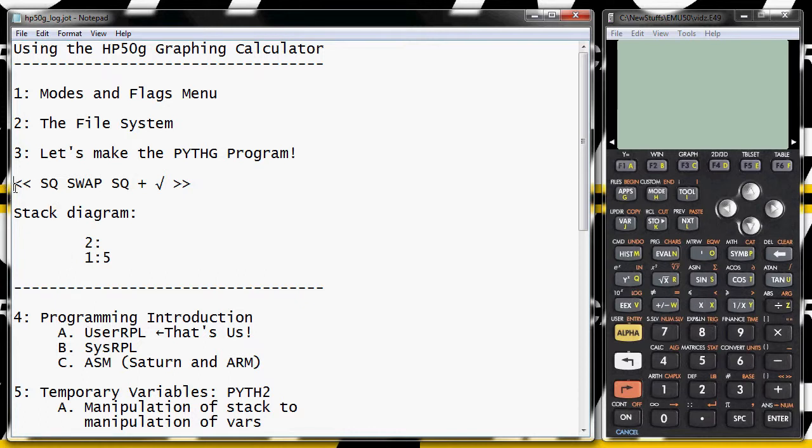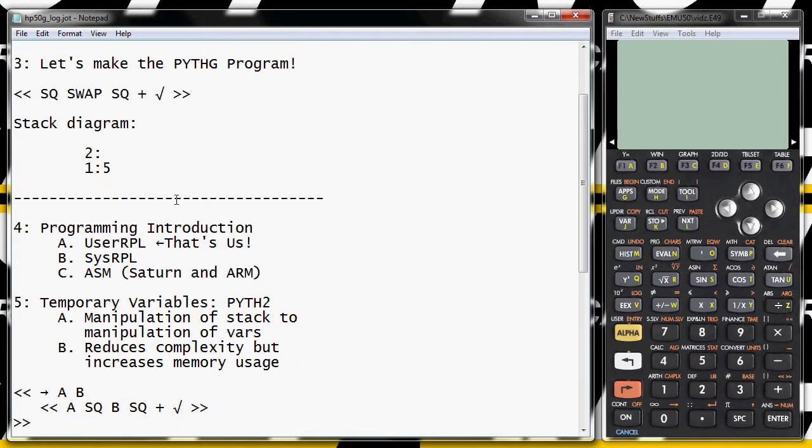Now, in the last video, we did this, which is just a direct manipulation of the stack, and that is an example of UserRPL, or User Reverse Polish Lisp. So this RPL stands for Reverse Polish Lisp. And that's what we are going to be dealing with in these videos. It is the highest level of language on the HP, which means you have the least direct access with the machine and what it's actually doing.